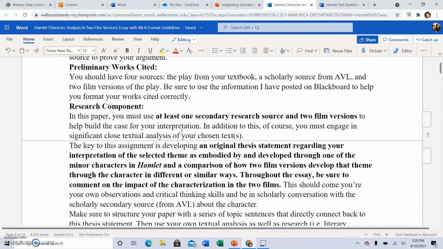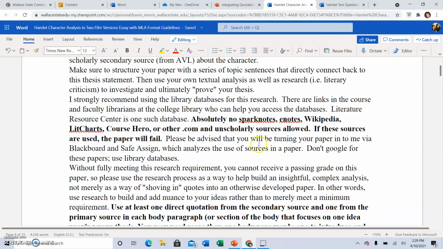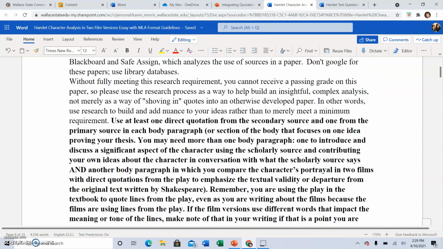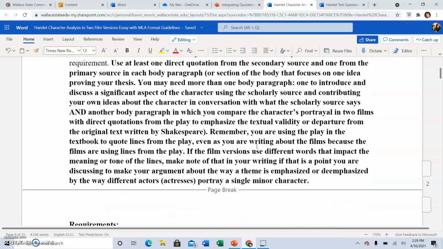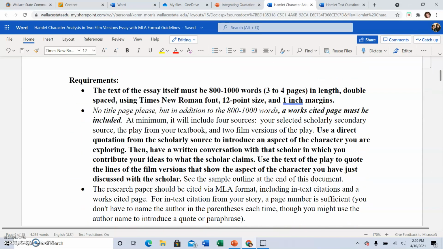All right, so your preliminary works cited will contain, of course, the play from the textbook, at least one secondary source, and the two film versions. Okay, so the film versions, I have posted for you samples of the works cited. In your handout about the essay, I have specified don't use these online study guides for your secondary source. Please be sure that you read every detail of the handout so that you can get all the requirements.